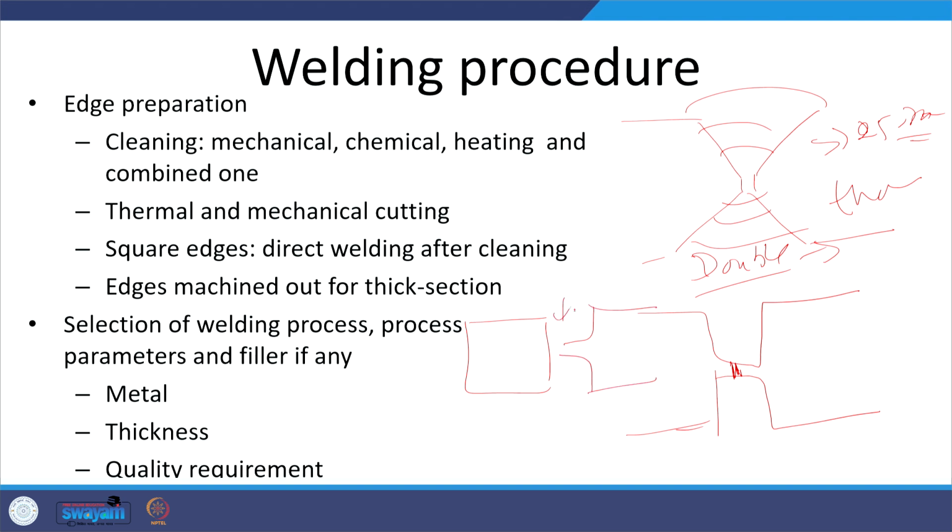So, this is one J and another side. Similarly, we can have the one bevel or double bevel like this. So, all these are double U, double V, double J or double bevel.